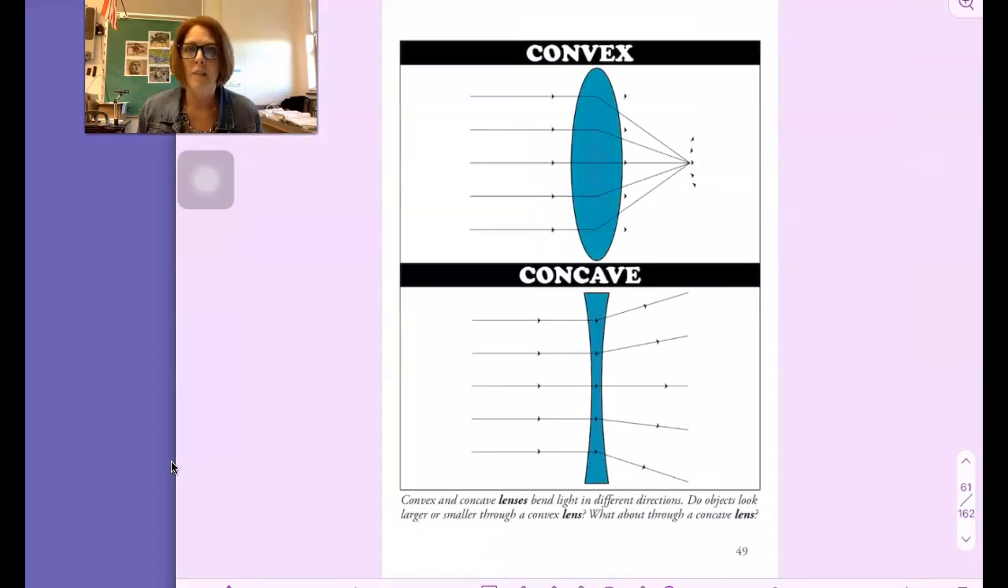So there we see convex at the top. So the light rays are coming in this way, and then the convex curved this way outward brings the light rays closer together. Concave, which is curved inward, spreads the light rays apart and sends them in different directions.